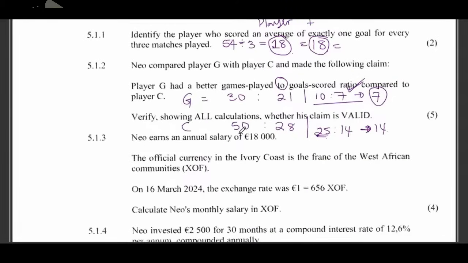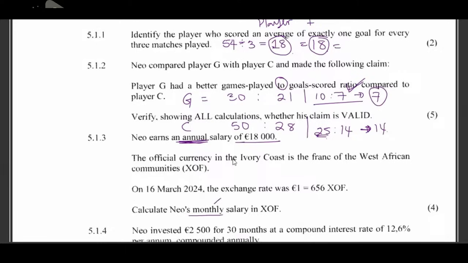Neo earns an annual salary of 18,000 euros. The official currency in Ivory Coast is the franc of the Western community. On the 16th, 2024, the exchange rate was what? For €1, they had 650 francs. Calculate Neo's monthly salary in francs. This one is annual, meaning throughout the year the person earns this much. The question wants you to get monthly.